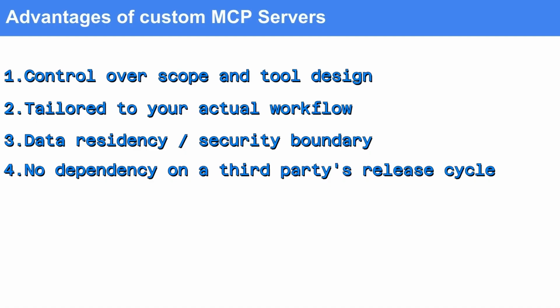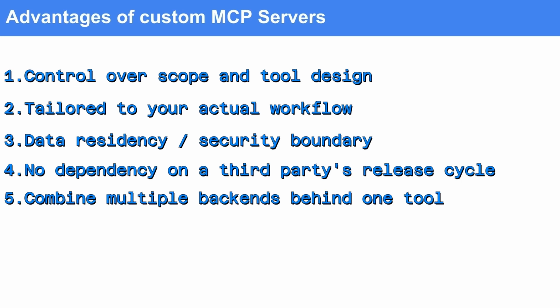4. No dependency on a third party's release cycle. If a vendor server has a bug, missing feature, or rate limit quirk, you're stuck waiting. With your own server, you can patch it same day. 5. Combine multiple backends behind one tool. A custom server can stitch together GitHub plus Jira plus internal databases into a single coherent tool surface, which a single vendor's MCP server generally won't do. 6. Custom auth flows. Service accounts, fine-grained PATs, internal SSO. You're not limited to whatever auth method the vendor chose to support.